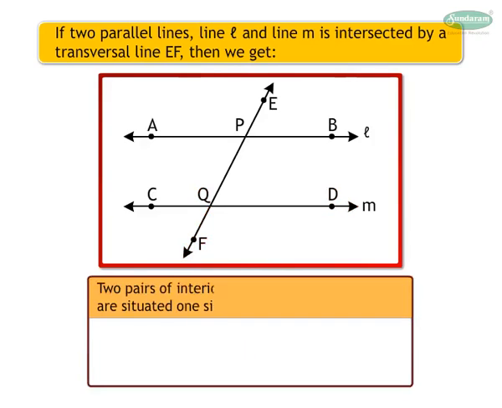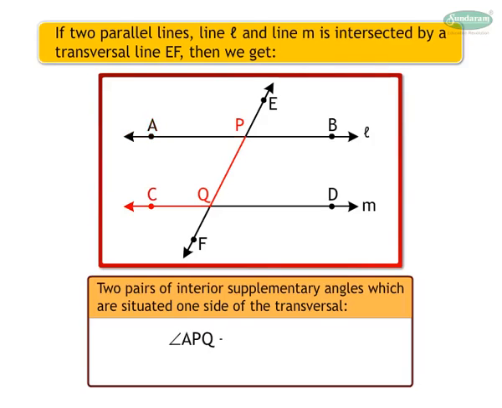2 pairs of interior supplementary angles which are situated on one side of the transversal. Angle APQ plus angle CQP is equal to 180 degrees. Angle BPQ plus angle DQP is equal to 180 degrees.